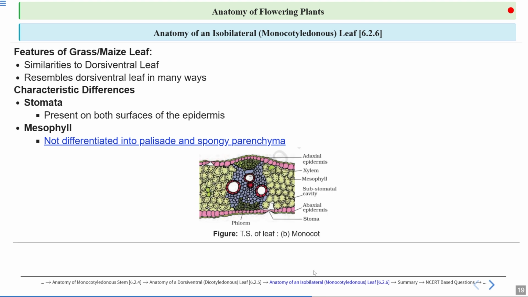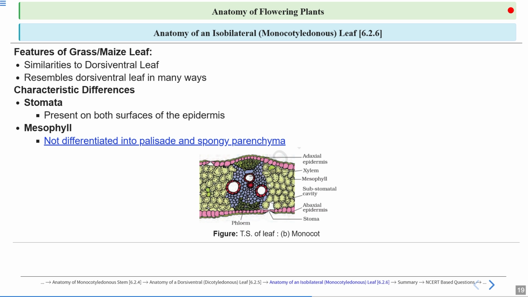So here you can see the epidermis. You can see the stomata on the upper surface and the stomata on the lower surface. This is a very important feature. Now, see the mesophyll cells. No palisade parenchyma. All the circular cells are there, right? And the air cavities are fewer as compared to the dicot leaf. So these are the mesophyll cells.